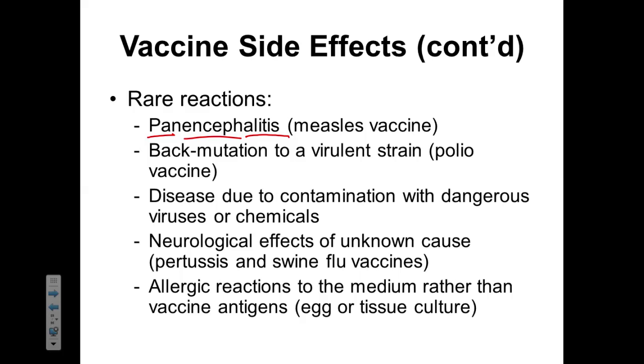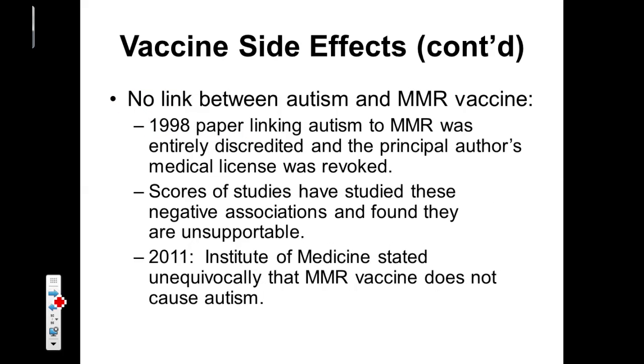Sometimes there can be a neurological effect that's associated with the vaccine, but doesn't necessarily have a specific cause that's known. And this has been found with the pertussis and swine flu vaccines, but again, these are very rare reactions. And then finally, sometimes individuals are actually going to be allergic to the medium that the vaccine is contained in. For example, some vaccines are going to be made using chicken embryos. And those vaccines will have egg components in them that some individuals are going to be quite allergic to.